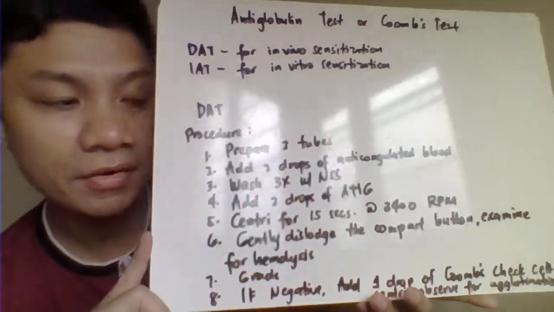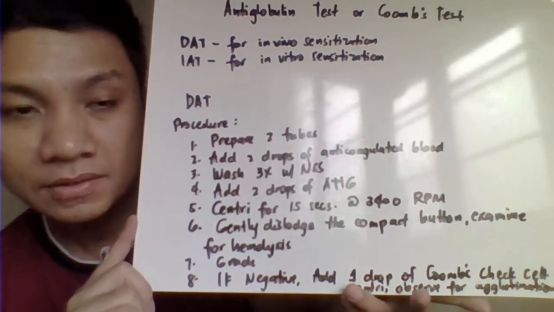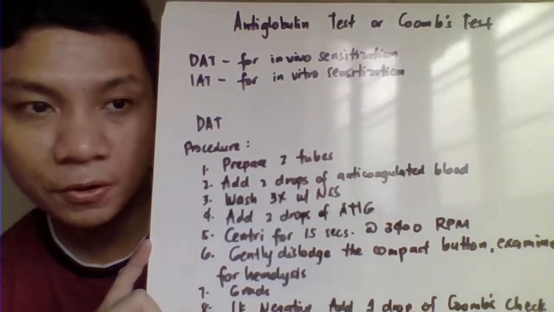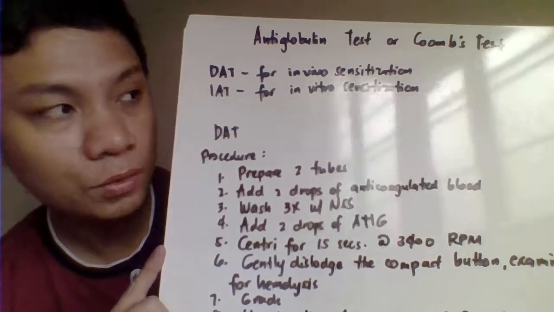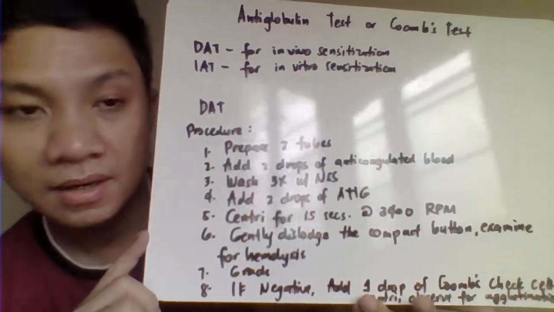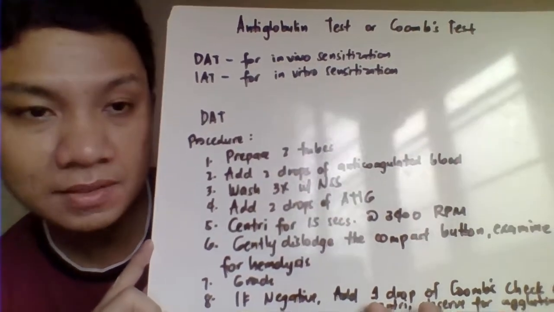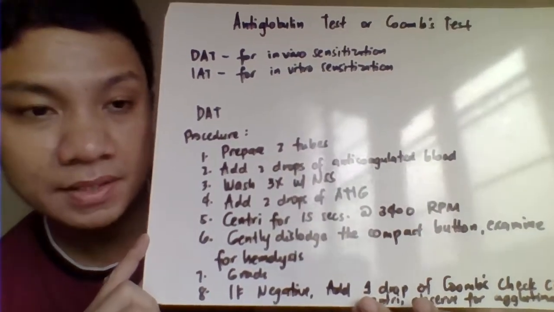Okay, so we have here your laboratory activity for the anti-globulin test. Anti-globulin test, another name for that is your Coombs test. We have two types of your anti-globulin test. One is your DAT or your direct anti-globulin test that would detect your in vivo sensitization.